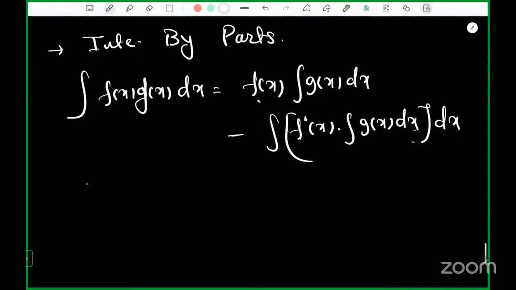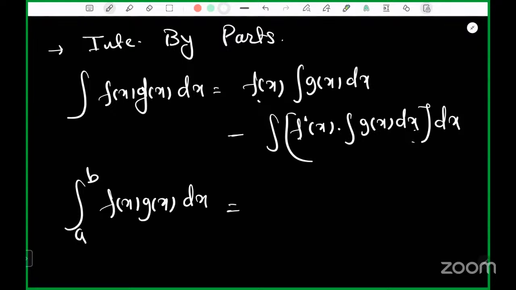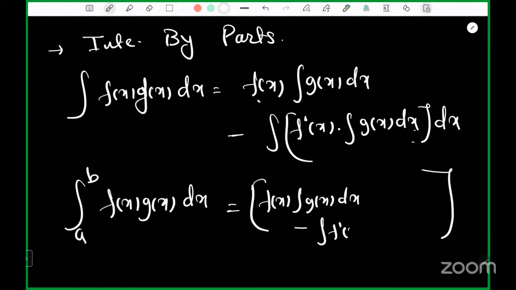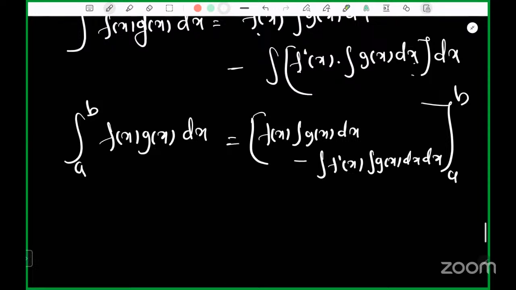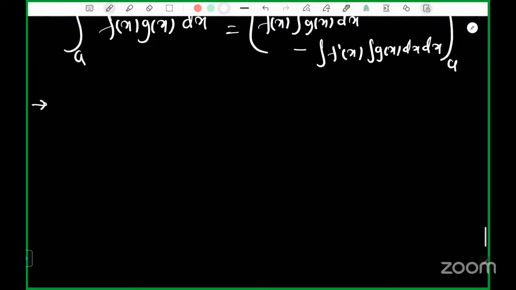But what happens if you want to find it from a to b? That means if the limits are there, then what else do you have to do? You have to apply the limits after computing the integral. So you will apply the limits over the whole expression: first find f of x times integration of g of x dx, minus the integration of f dash of x times integration of g of x dx, and then apply the limit a to b. I'll take one example here. Suppose you want to find the integration of log x.